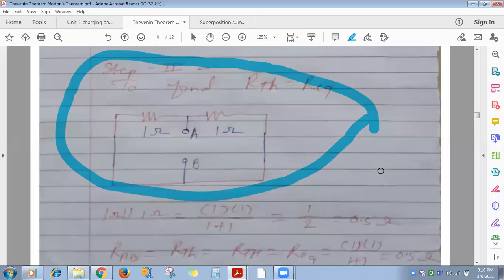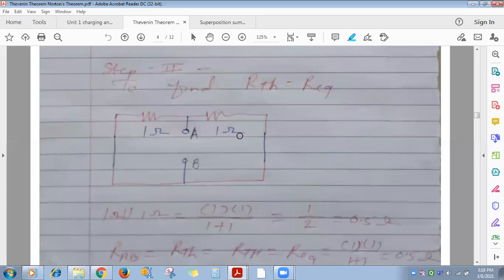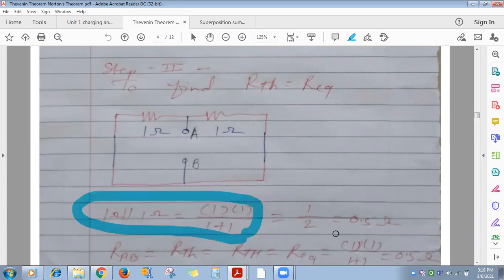Okay, to find out R equivalent, you have to write like this. Across terminals A and B, 1 ohm and 1 ohm are connected in parallel. So what will be the resultant? 1 into 1 divided by 1 plus 1, so it will be 0.5.